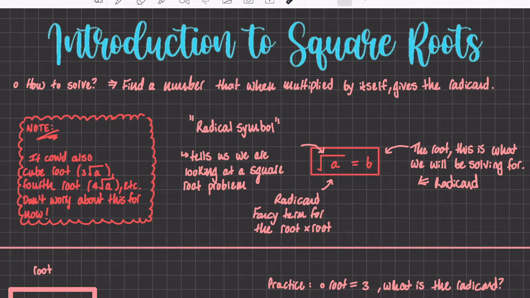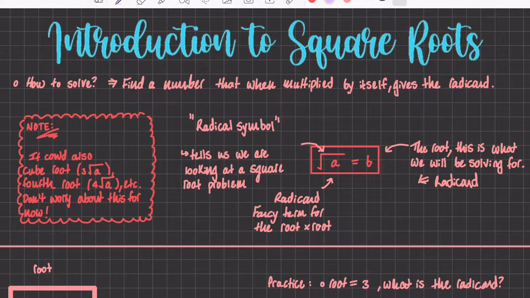So today we're going to be talking a little bit about square roots. First of all, you're probably interested in how to solve a square root. Basically, to solve a square root problem, you need to find a number that when multiplied by itself, so for example, any number b multiplied by the same number, will give you the radicand.